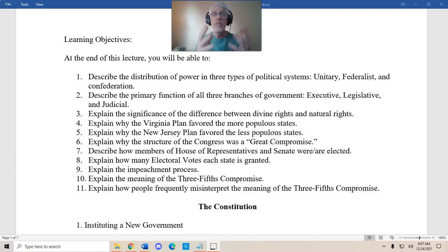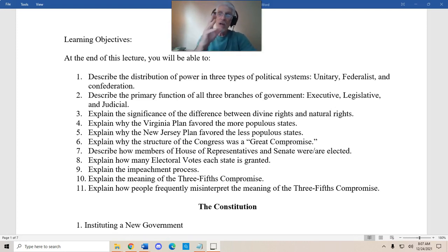For some of you, this might be very rudimentary, but it's really important that everybody be on board and everybody be working with the same background information. You'll also be able to explain the significance of the difference between divine rights and natural rights, something that was really important in the Declaration of Independence, as well as the principles enshrined in the Constitution.